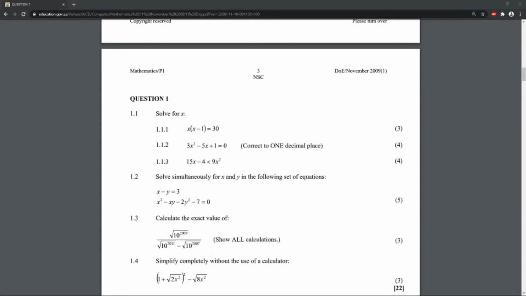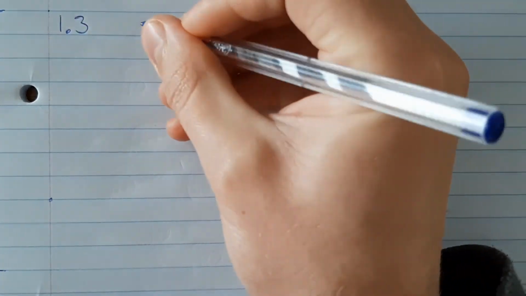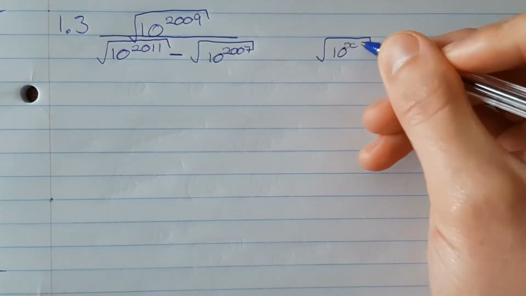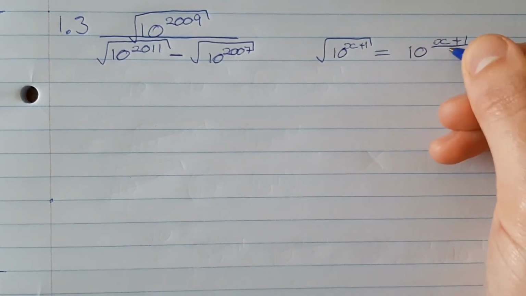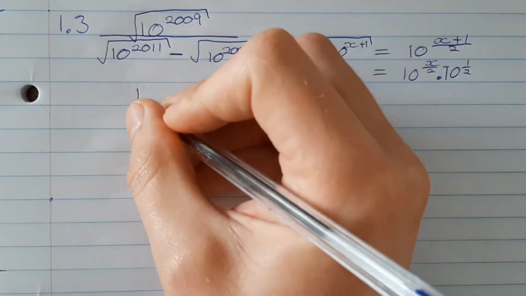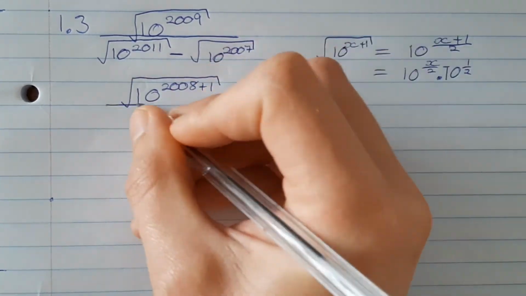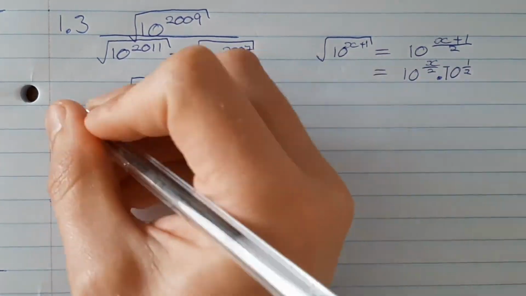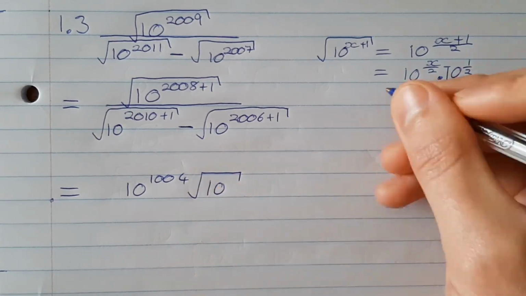Okay, so question 1.3. What a mess. Note how the "show all calculations" is actually a low-key threat. We are not going to get full marks if we use our calculators. This question is testing our exponent knowledge. We need to know that the square root of 10 to the power x plus 1 can be rewritten as 10 to the power x over 2 times 10 to the power half. We are going to use this identity to simplify this question and to secure those marks. The rest is messy algebra that you need to keep track of. For this question, it's critical for us to take small steps and to write them out.